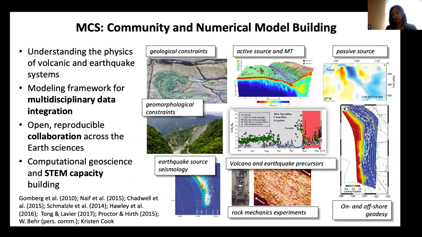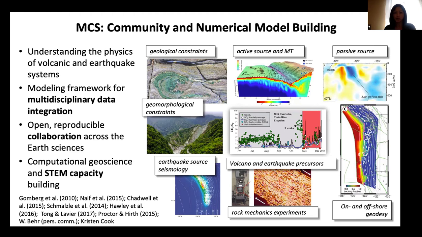So the objectives of MCS, at least one of them, is to provide a modeling framework for multidisciplinary data integration, which is important as we are getting data from various observations. So it's highly multidisciplinary. And to understand the processes we are studying, we really want to utilize them and incorporate them. And how do we do that? MCS will try to address that.